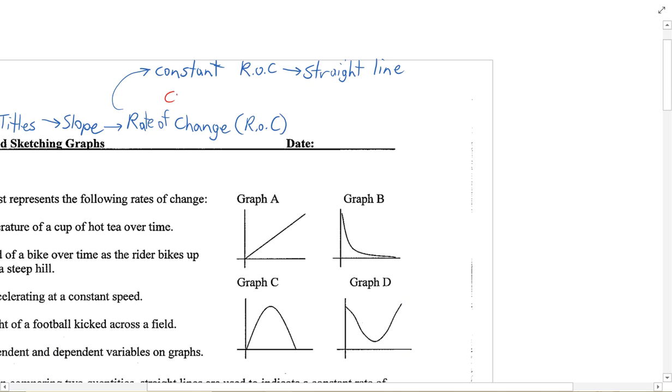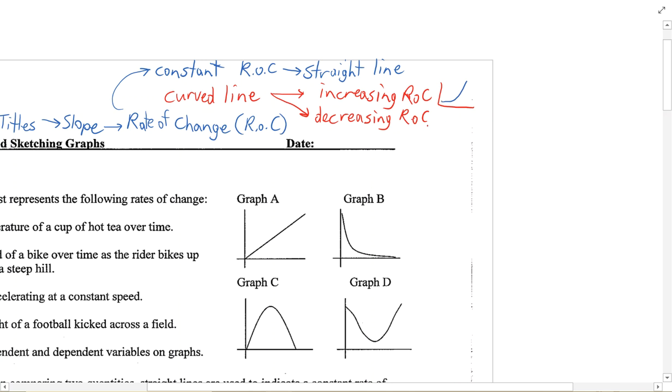So if it's a curved line, then guess what? You have either an increasing rate of change or you have a decreasing rate of change. It all depends on how it's curved. So for an increasing rate of change, what you would be looking at is your rate of change going up like that. So it'd be curving up. Okay, so starting off small and then increasing.